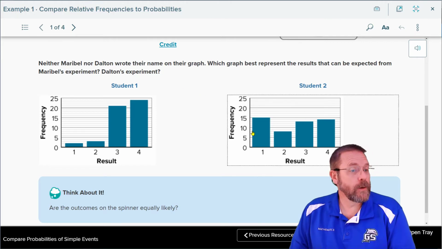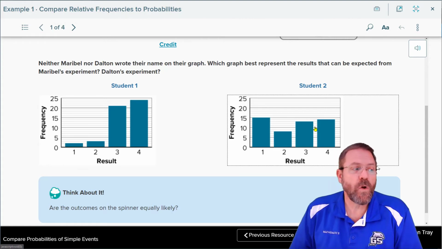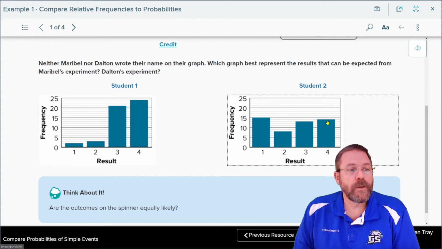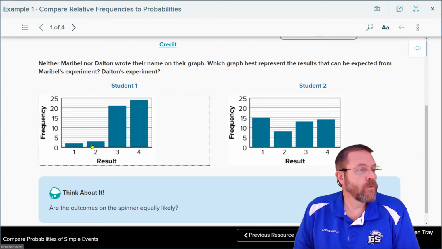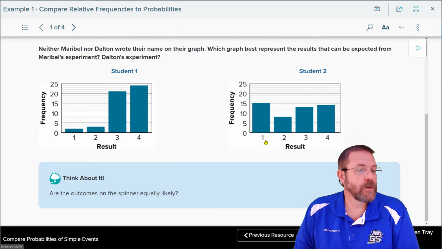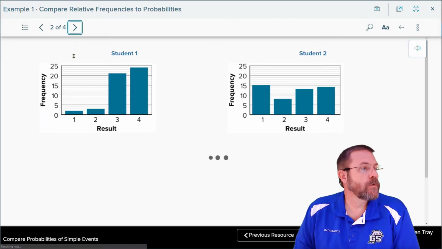Well, I'm thinking that it would be student 2, because in student 2, those are going to be closer together. All the results are pretty much similar. Yeah, 2 didn't win as well as the others, but look over here. 1 and 2 were much less frequent than 3 and 4, and on your spinner, 1 and 2 are much smaller than sections 3 and 4. So my thought is it's going to be student number 2. Let's keep going from there.